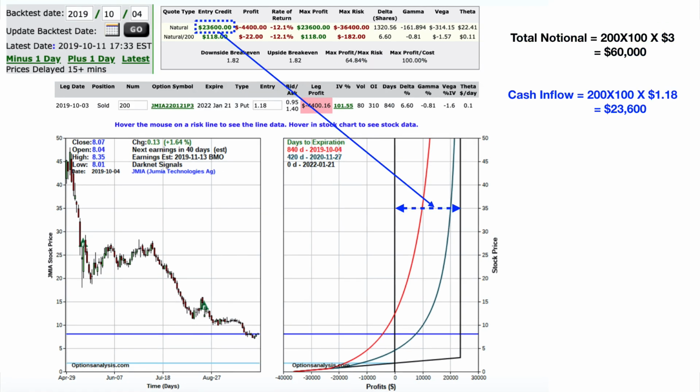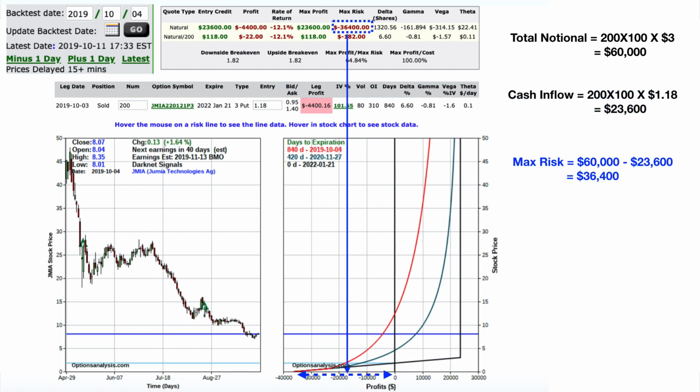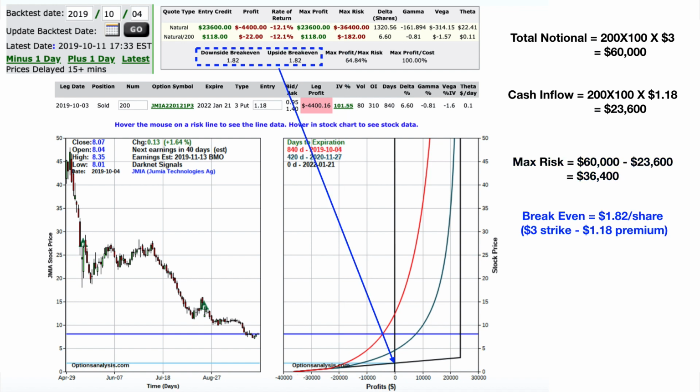The cash inflow which I received at the time I opened the trade is $23,600. And the max risk, the maximum possible amount that I can lose if I do not do anything, and if the share price goes to zero, is $36,400, which is the notional amount of the trade minus the cash inflow which I brought in at the time I opened the trade. And the break-even point for this trade is $1.82 per share.